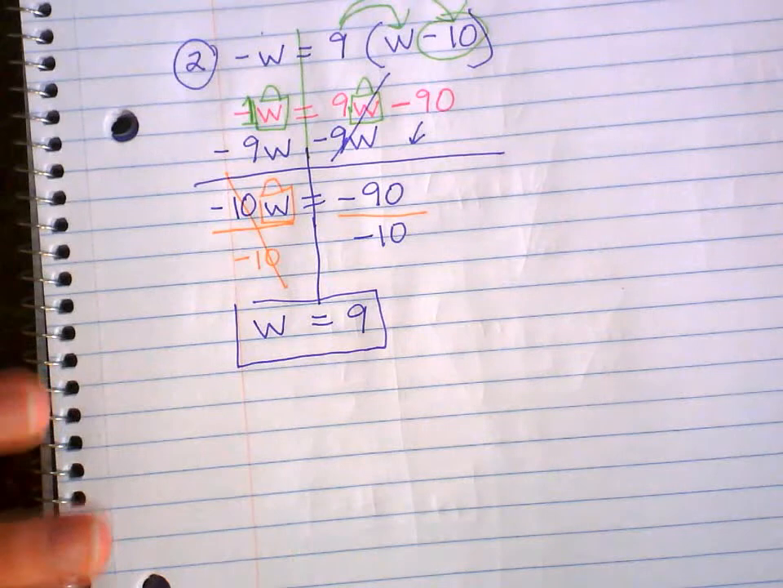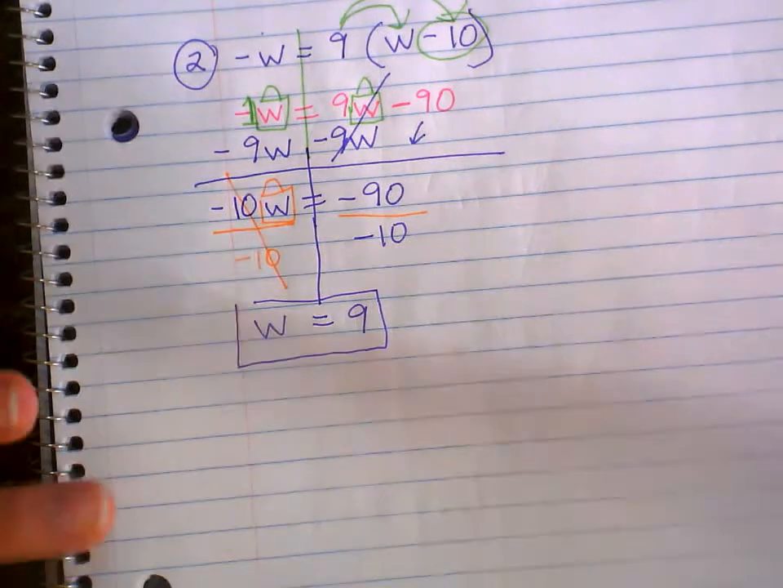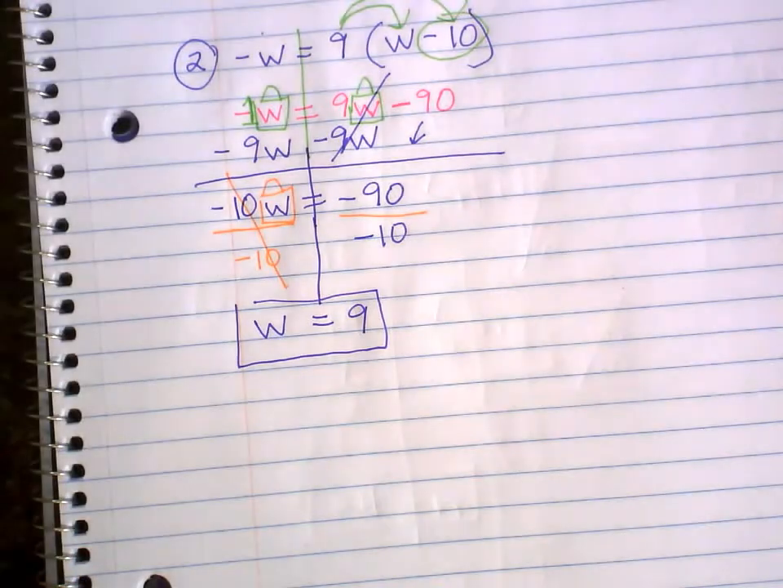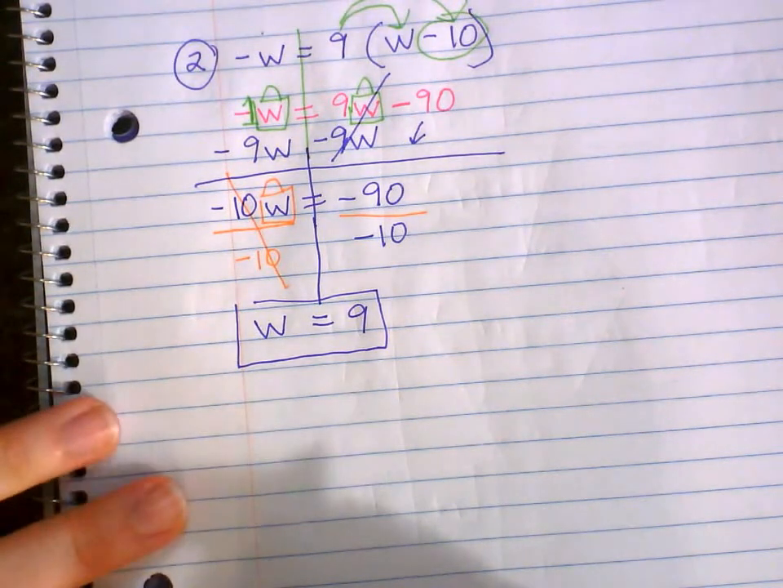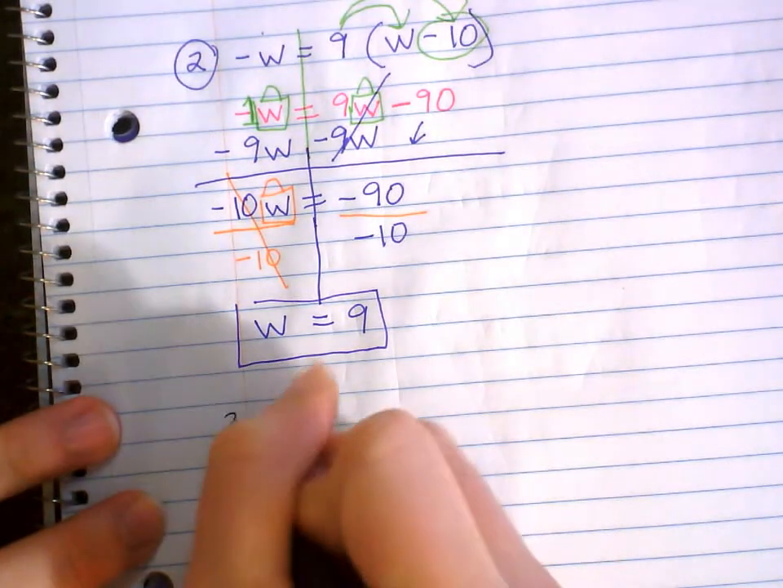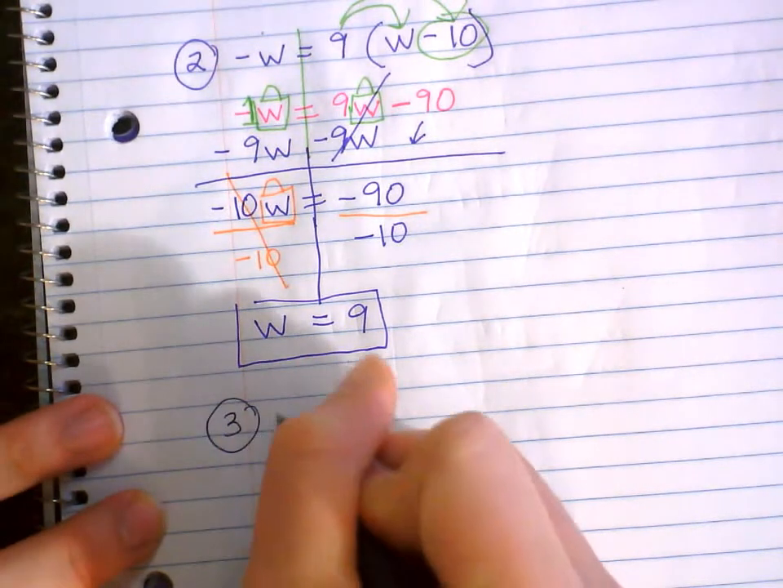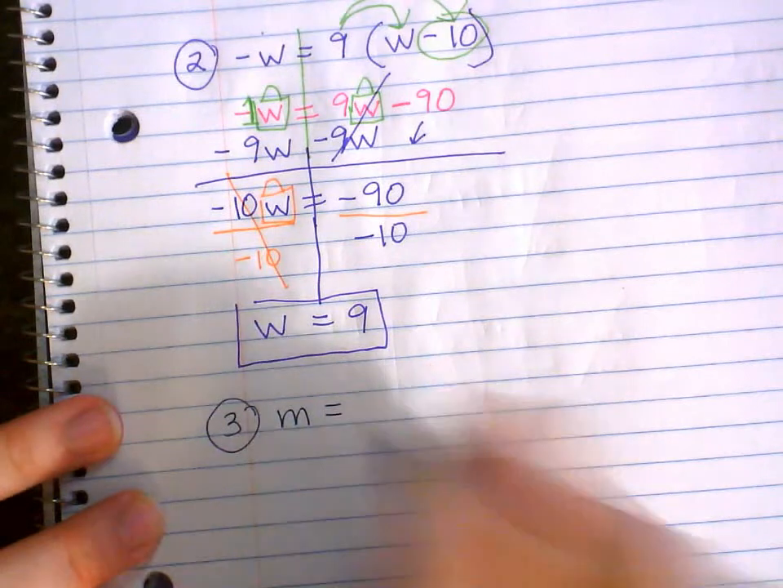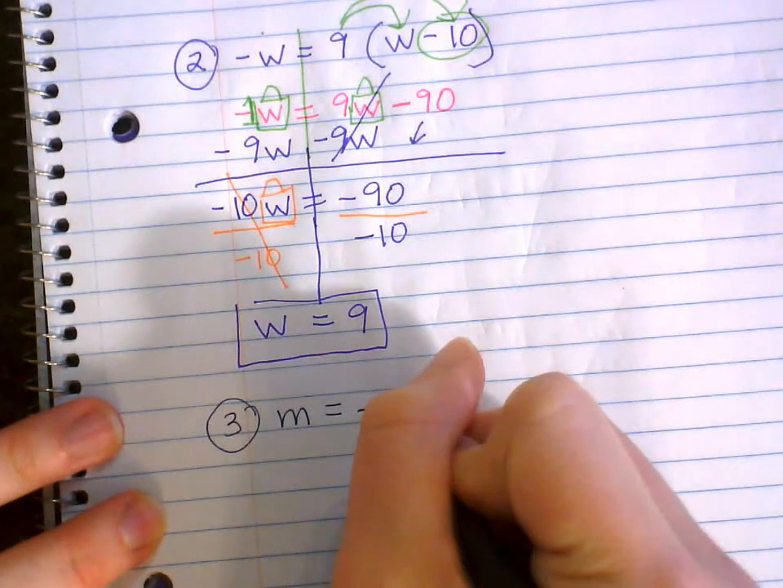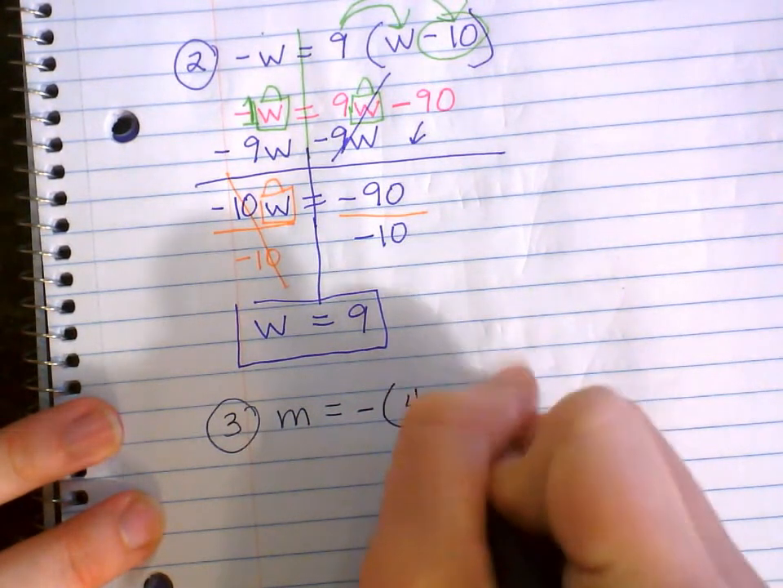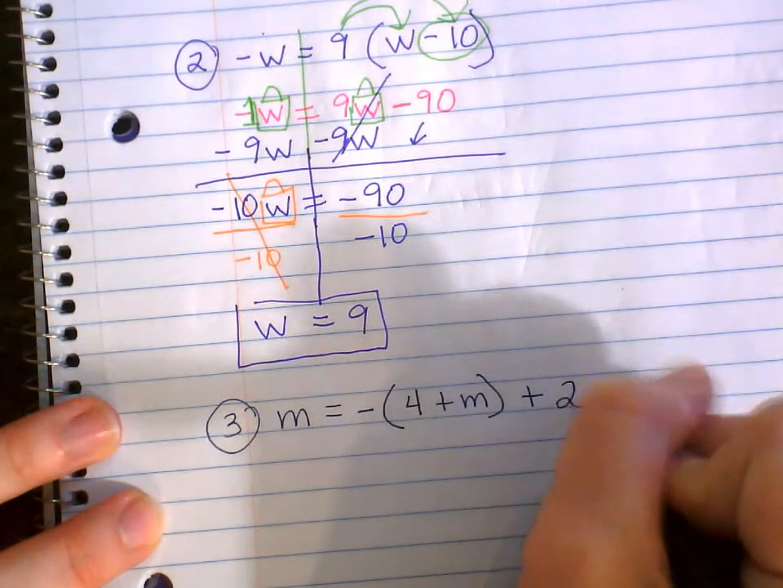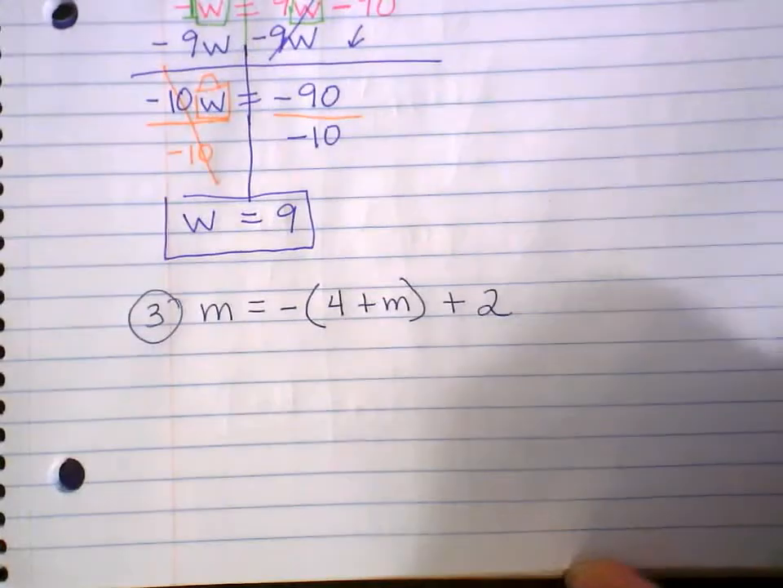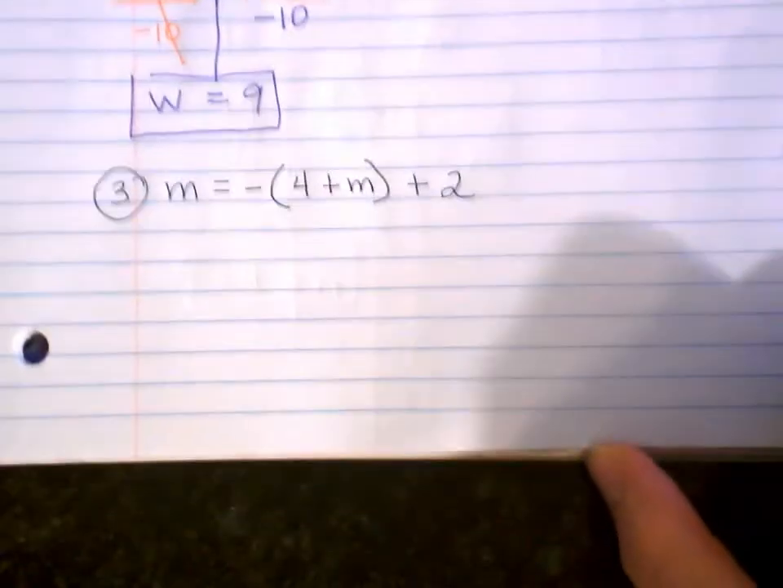Let's do a little bit harder one. I need a new color. This is looking dull. Let us do this one. m equals negative (4 plus m) plus 2. So I want you guys to think about, what would you do first?